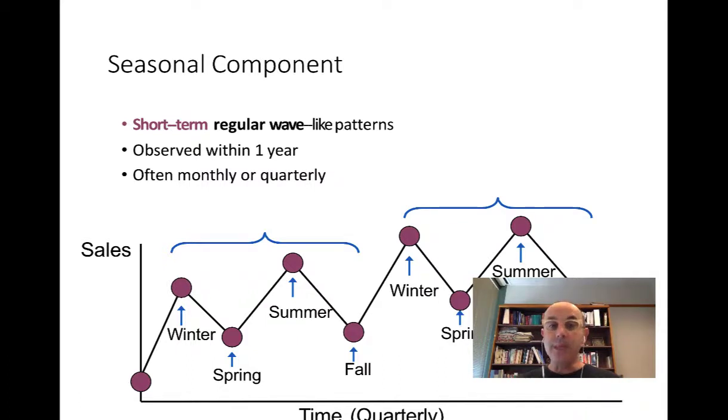Seasonal is a short term, regular wave, as they call it in old statistical textbooks. It's like patterns, and it's observed within one year, often monthly or quarterly, and we can see winter versus winter, summer versus summer, spring versus fall, and so on.